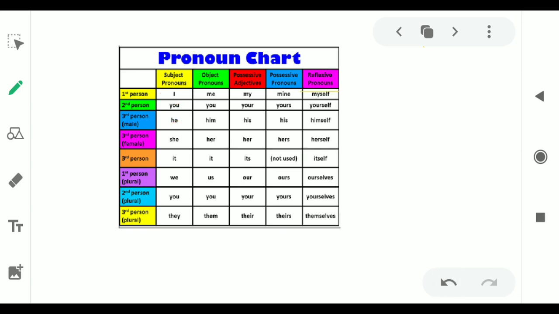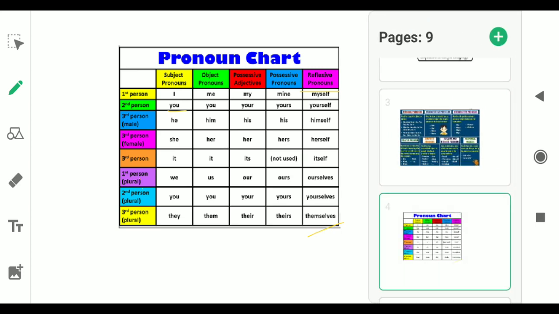And myself, yourself, himself, herself, itself, ourselves, yourself, and themselves are known as reflexive pronouns, also known as emphatic pronouns, but they work in different ways. So this is first person, this is second person, this is third person male, this is third person female, and this is third person used for non-living things. This is first person plural, this is second person plural, and this is third person plural. Is it clear?